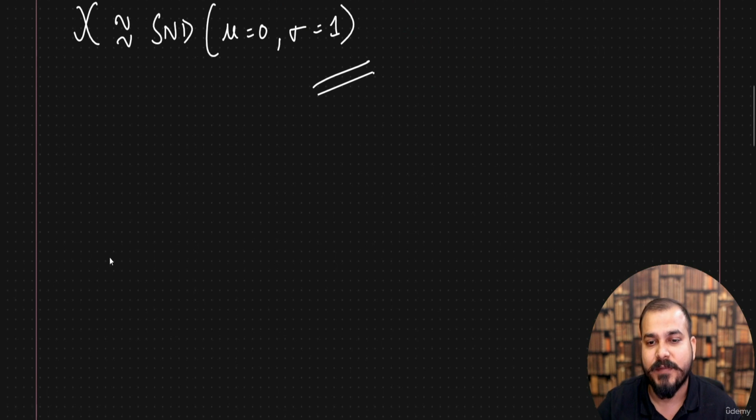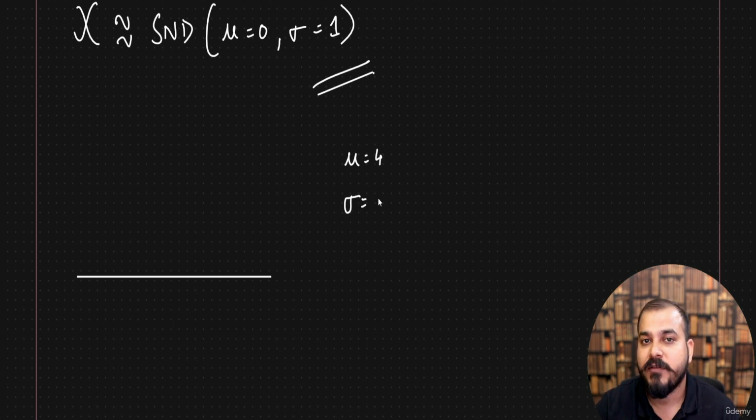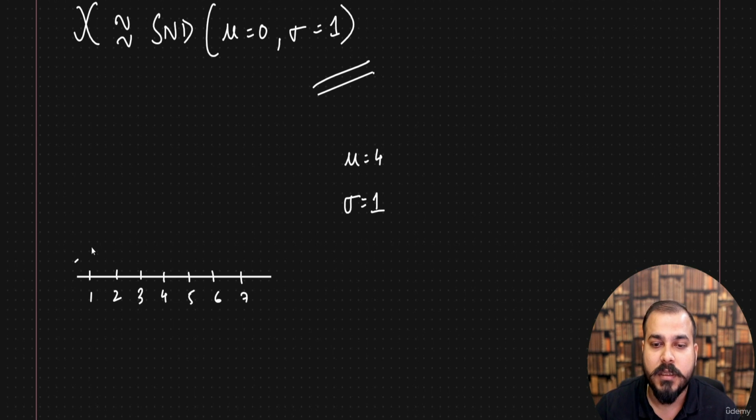Let's say that I have a specific question. Okay, I have a curve over here. Let's say my mean is 4, and my standard deviation is 1. So initially, I'll have 4 over here, then 5, then 6, then 7. Then similarly I'll have 3, 2, 1. Now in this particular question, let's say this is my curve.